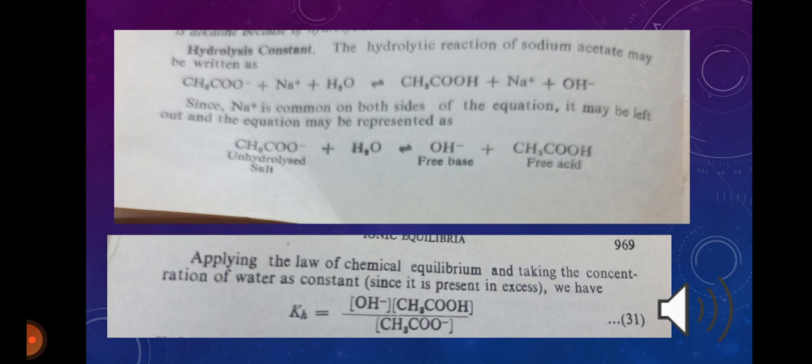The equation we get is KH is equal to concentration of OH minus into concentration of acetic acid divided by concentration of acetate ion. Consider it as equation 31, or you may consider it as equation 1 also. So KH is known as the hydrolysis constant. In this way we are finding the hydrolysis constant for the reaction of sodium acetate.